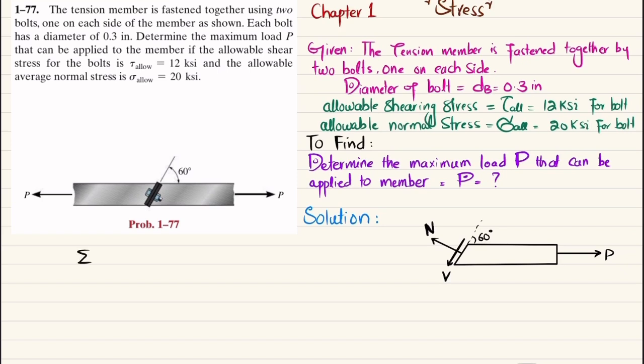So the first equation of equilibrium is that the sum of all forces along the Y direction must be equal to 0. Y direction is taken in this direction because you can see you have N in this direction and V is in this direction. So what we are going to do is draw a line parallel to this 60 degree.